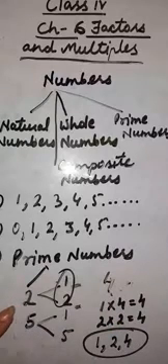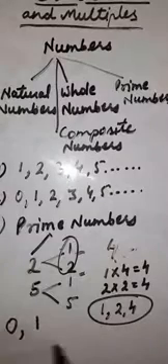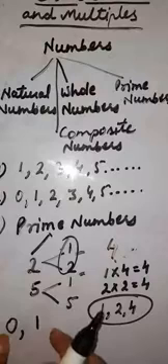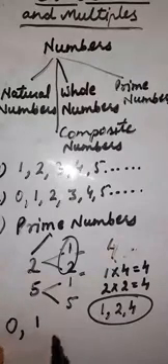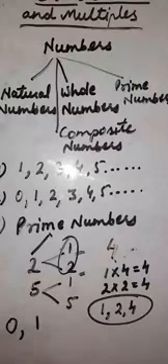Let's take before 2. 2 से पहले कौन से नंबर होते हैं हमारे? 0 and 1. So these numbers are neither prime nor composite, right children? 0 and 1, this is a very important point, that 0 and 1 are neither composite nor prime, right? Because इनके कोई factors नहीं होते, only one factor होता है 1 का, right?